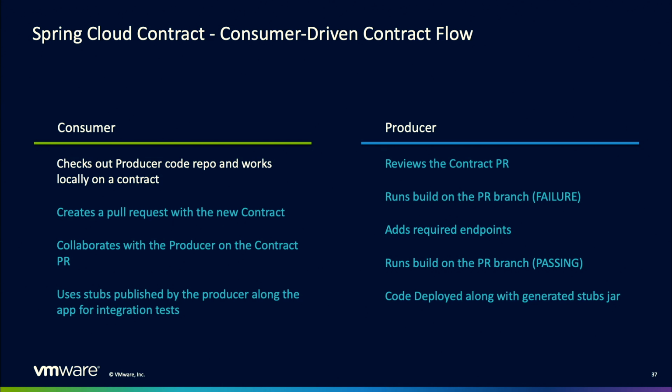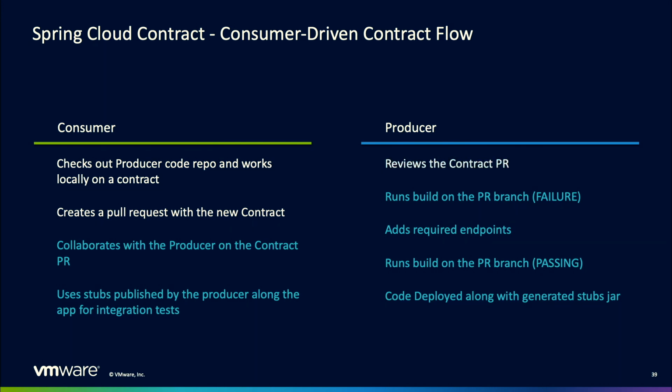So we believe that teams which are located together and know each other can also definitely do it. So the consumer checks out the contract repo or the producer repo directly, and then what they do is create a pull request with a new contract. So they're proposing, okay, I want a new endpoint. This is my contract, please create this endpoint.